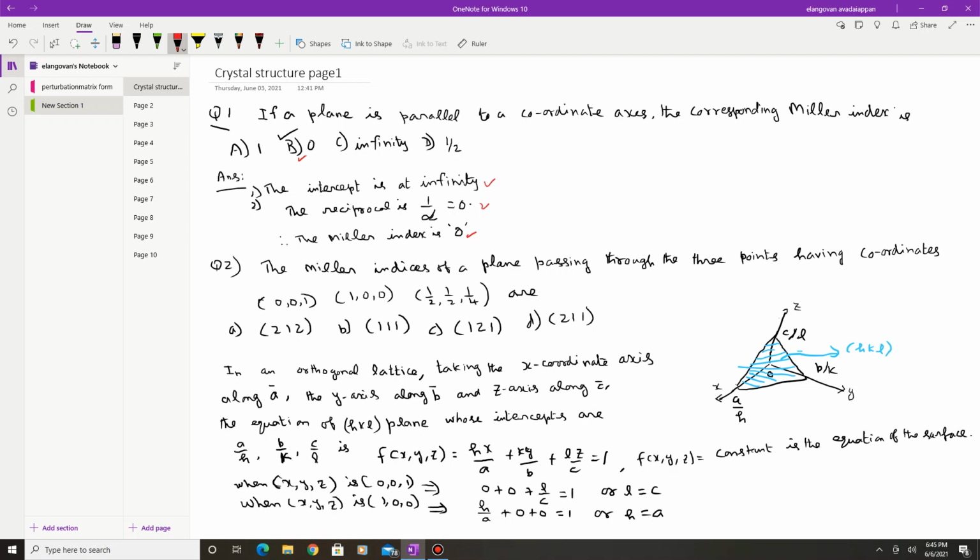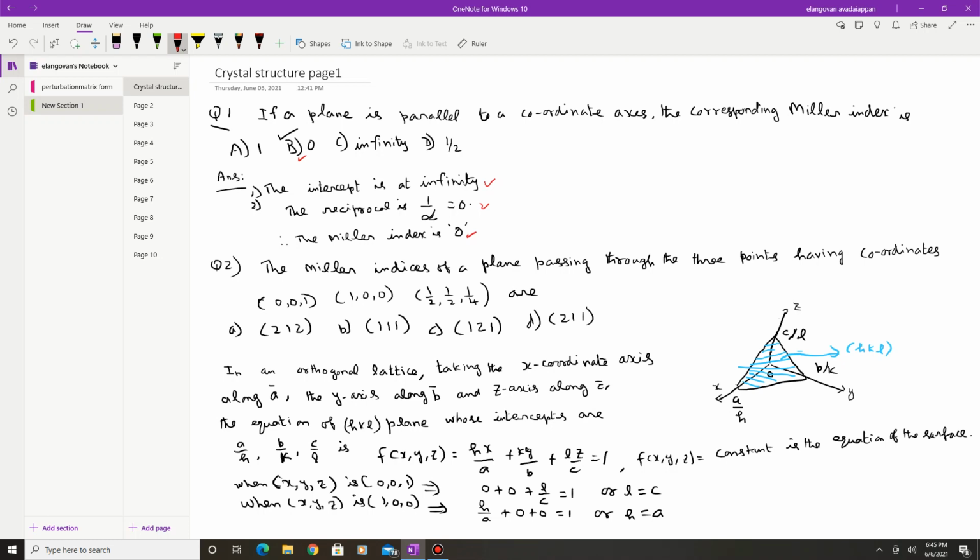Now here, 2 intercepts are given, 0, 0, 1 and 1, 0, 0. These are the 2 intercepts on the coordinate axis, whereas the third one is not an intercept. So it is a slightly different problem. Two intercepts are given, and one point which lies on the plane is given, with 1 by 4. Therefore, this problem can be done in a slightly different way.